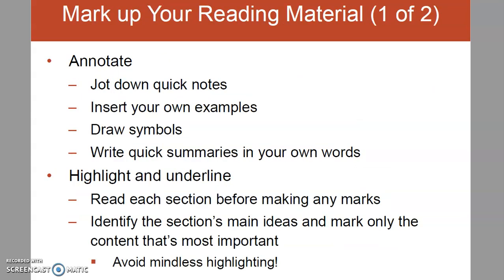Additional ways to do active reading are to annotate, which is just a fancy word for writing down or marking up your reading. You can use quick notes, you can draw symbols, you could write summaries in your own words, and you can write directly in your textbook if you have a hard copy book, or you could use things like Post-it notes or a notebook paper to annotate as you are reading.